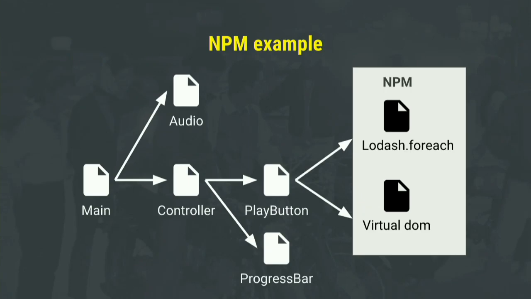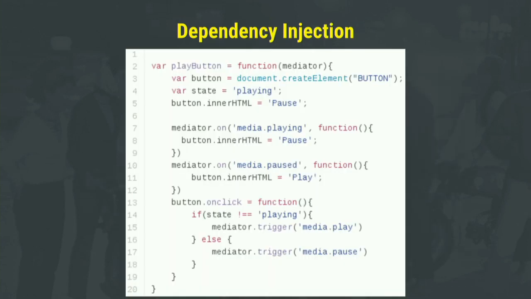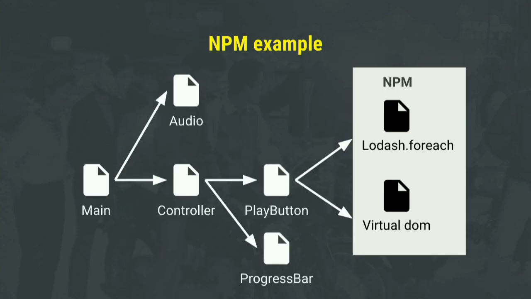What would this give for our example application? Let's say my play button would be fancy and use virtual DOM and Lodash forEach, for example. The only thing I would do is, in the play button, import virtual DOM and import forEach, which would not look like this. That's it. This will compile. Browserify will solve this for me. I will have one small build, which is minified. Again, this works together with something like Grunt, Gulp, or anything you want.